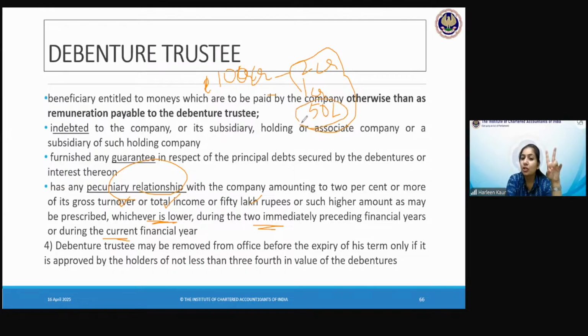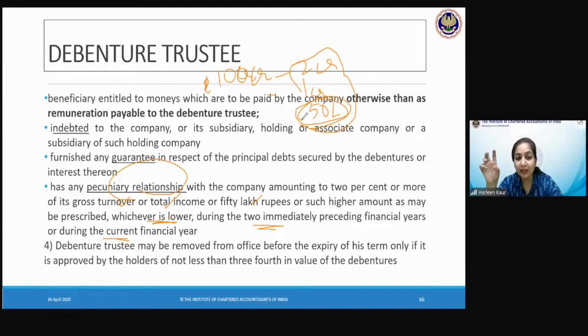50 lakhs. So now, if I am a debenture trustee and you are the company, we both should not have any sale purchase relationship of more than 50 lakh rupees. That is the meaning of pecuniary relationship. It says that you should not be having any monetary bonds with the company. For that, they have set up a limit. And don't worry at all.